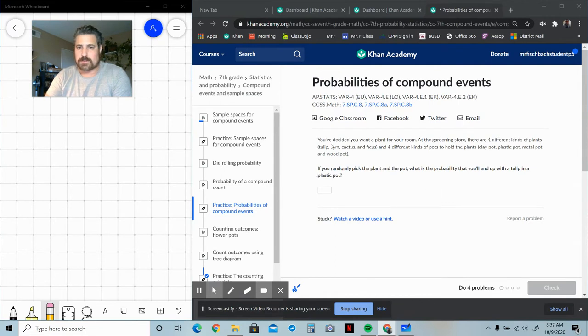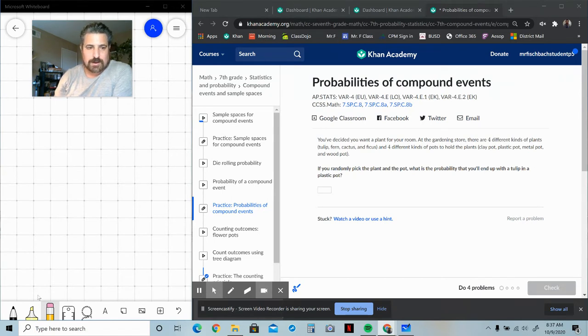Okay, so it says you've decided you want a plant for your room. At the gardening store, there are 4 different kinds of plants: tulip, fern, cactus, and ficus, and 4 different kinds of pots to hold the plants: clay pot, plastic pot, metal pot, and wood pot. If you randomly pick the plant and the pot, what is the probability that you will end up with a tulip in a plastic pot? I don't know why you'd randomly pick this, but if you did, hey, why not?